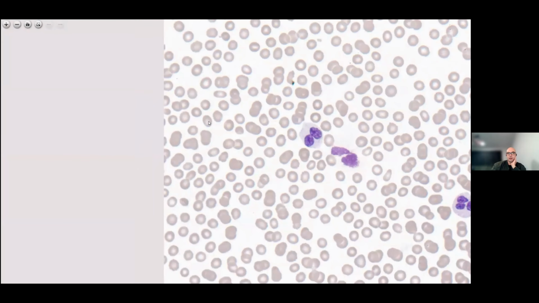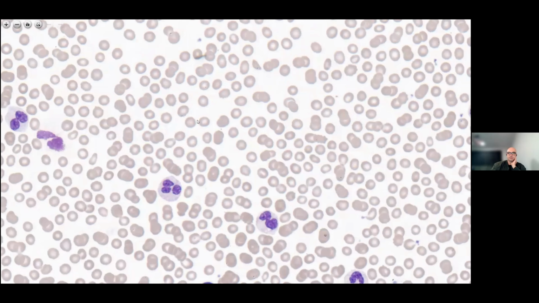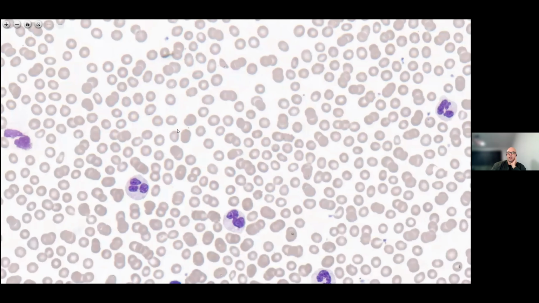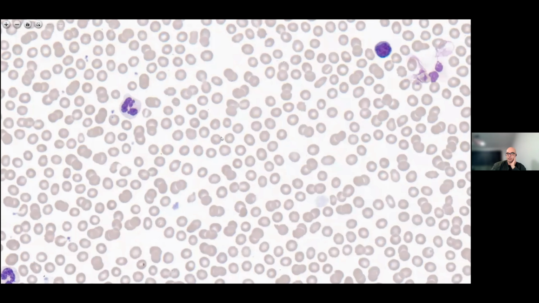So let's start off with the red cells. The red cells here are normal in appearance. They're circular in shape. They've got a central pallor.